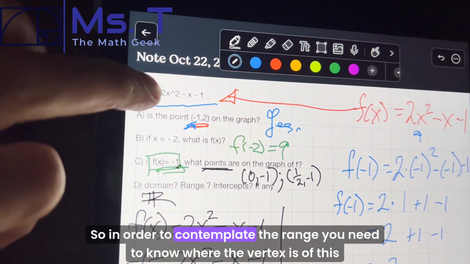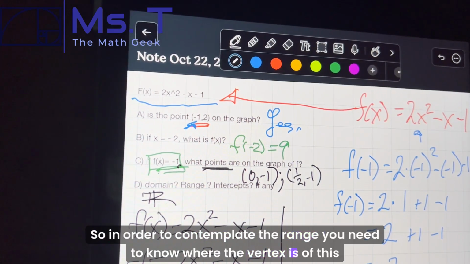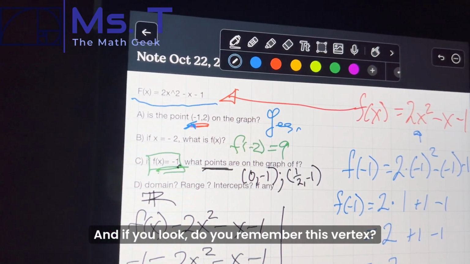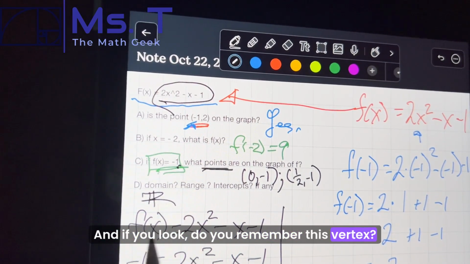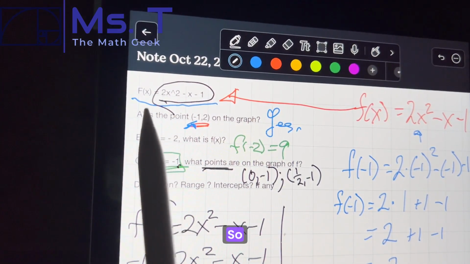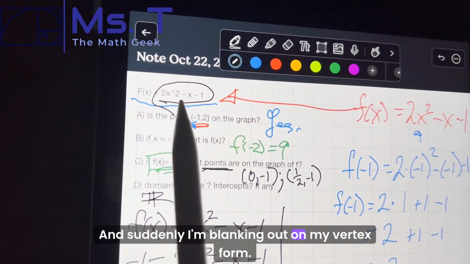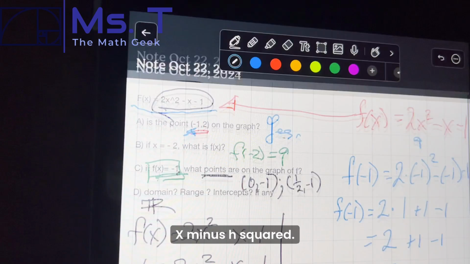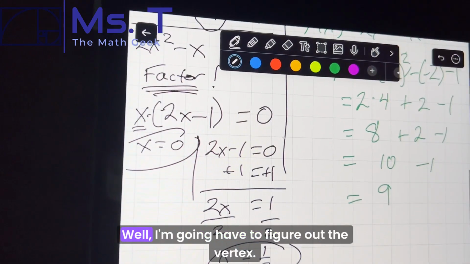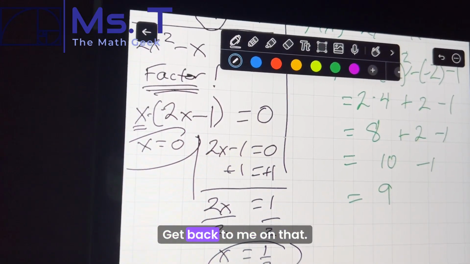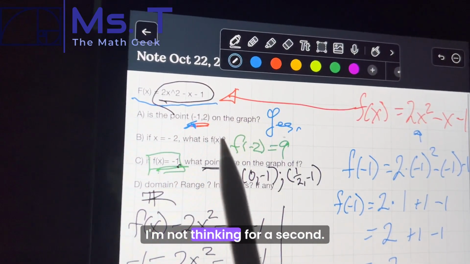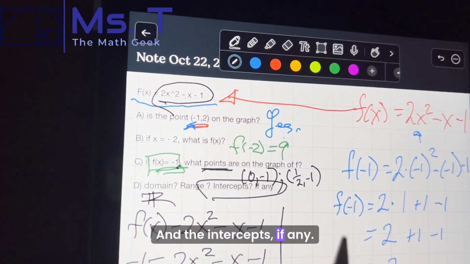So in order to contemplate the range, you need to know where the vertex is of this particular graph. And if you look, do you remember this of vertex? I don't know if you do. And suddenly I'm blanking out on my vertex form. X minus h squared. Let's see. Well, I'm going to have to figure out the vertex. Get back to me on that. We'll figure out range later. I'm not thinking for a second. And the intercepts, if any.